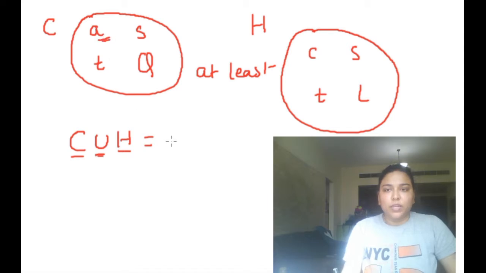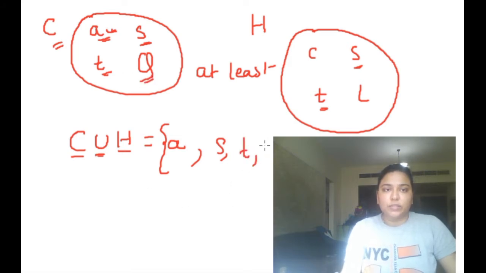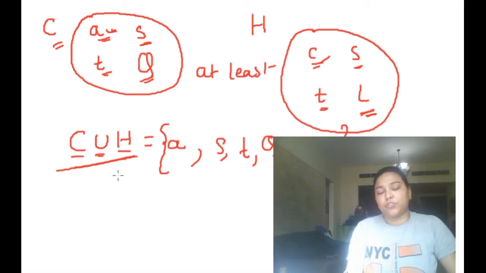Start with A. A likes only classical dance. S likes classical and hip hop both. T likes classical and hip hop both. Q likes classical only. L likes hip hop only. And C also likes hip hop only. Now this is the set of C union H.